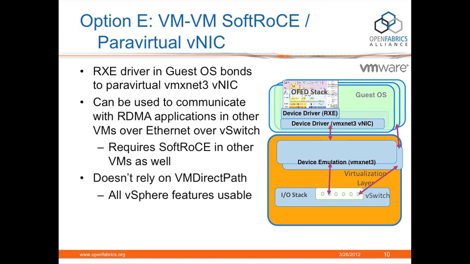Okay, option E is essentially the same as option D, except this is VM to VM communication on the same host. So you go through a virtual switch on the ESX host, and it's still binding to the VMXnet3 NIC, which is connected to our virtual switch in the hypervisor. And this requires SoftROCE in both your virtual machines bound to VMXnet3. Again, we'll look at the latency in a couple of slides.